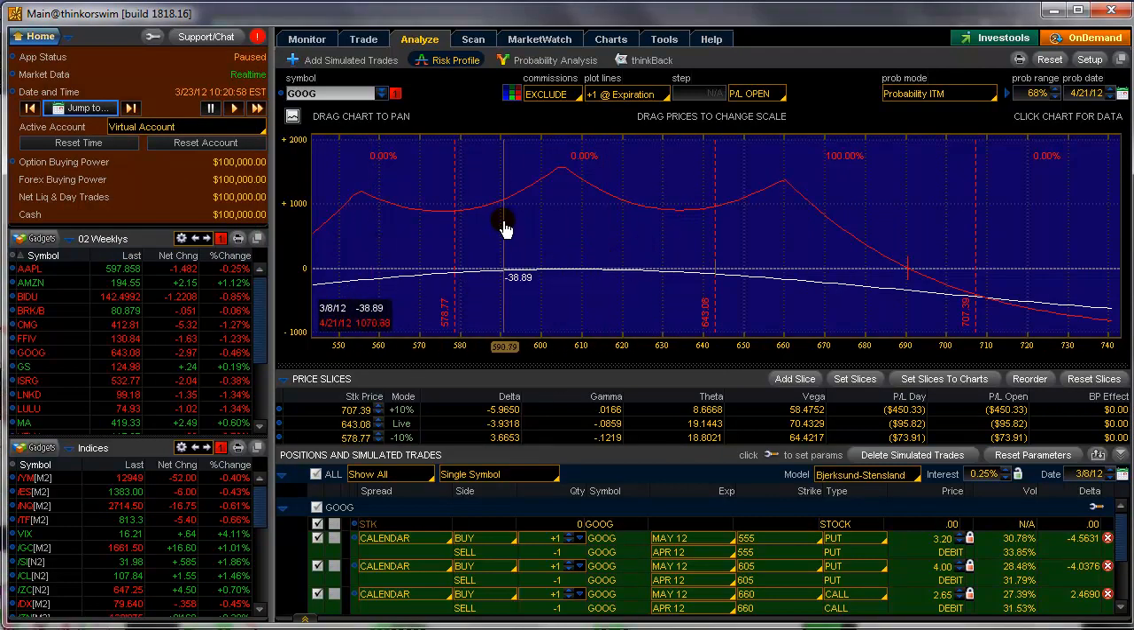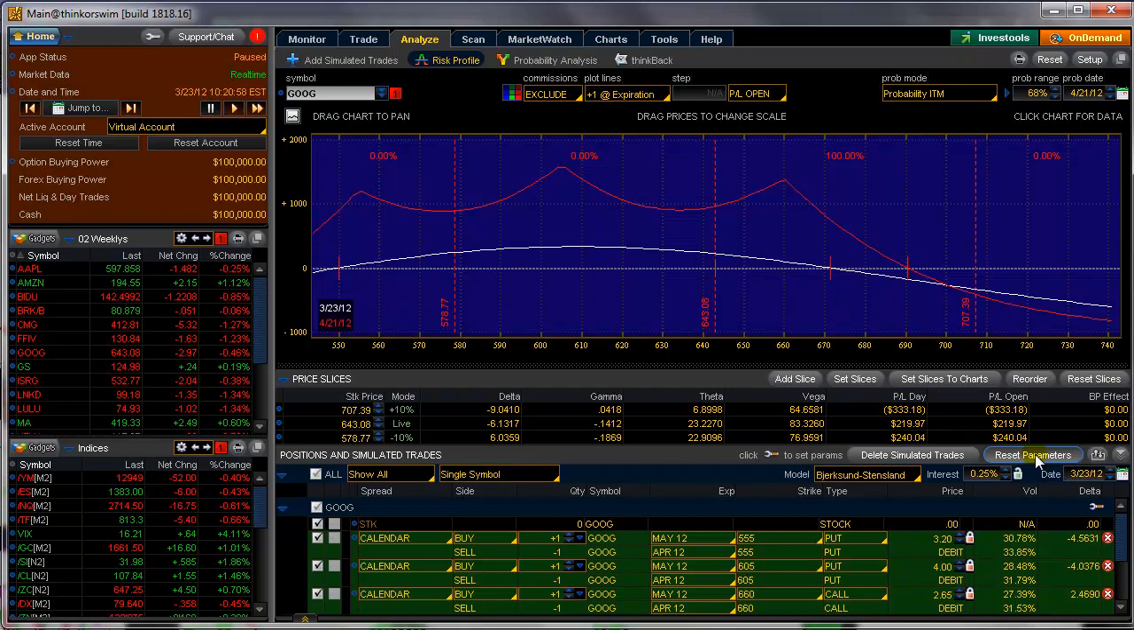Since I already brought these up previously, the buffering isn't taking very long, so I don't have to pause the video. Whenever we change dates or jump ahead, I click on reset slices and reset parameters, because for some reason it doesn't want to catch up on this risk profile. So we can see that on March 23rd we were profitable.